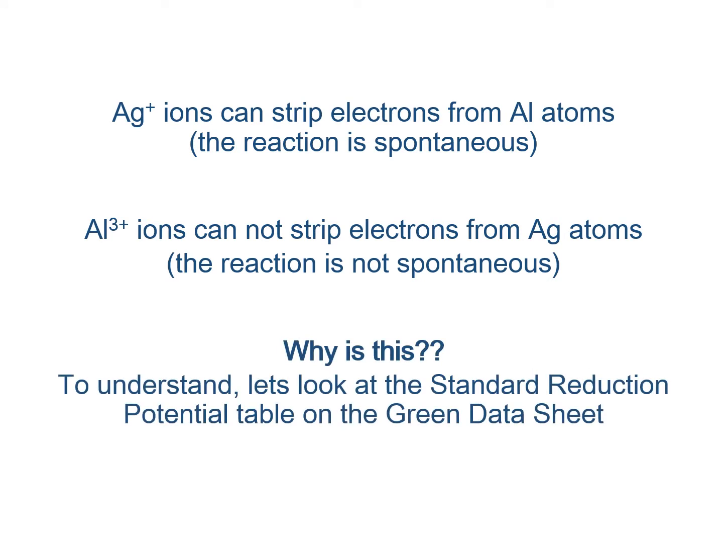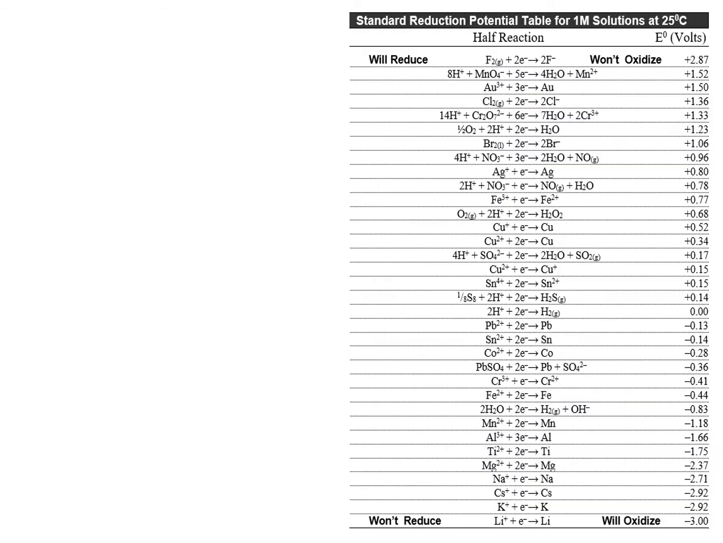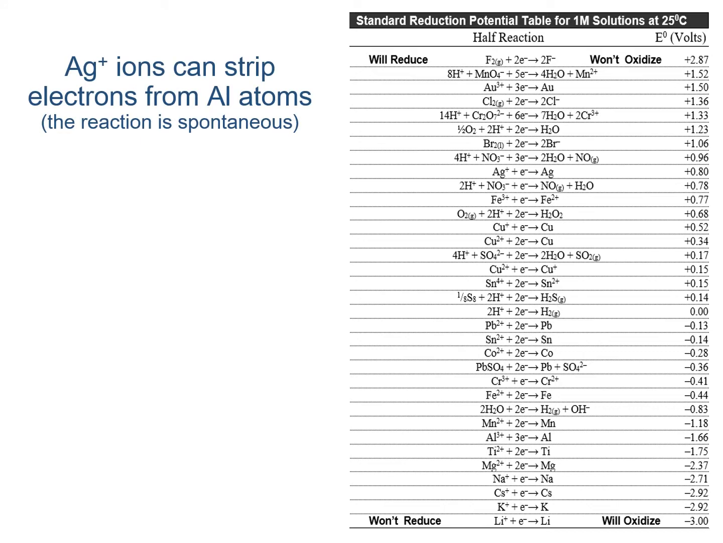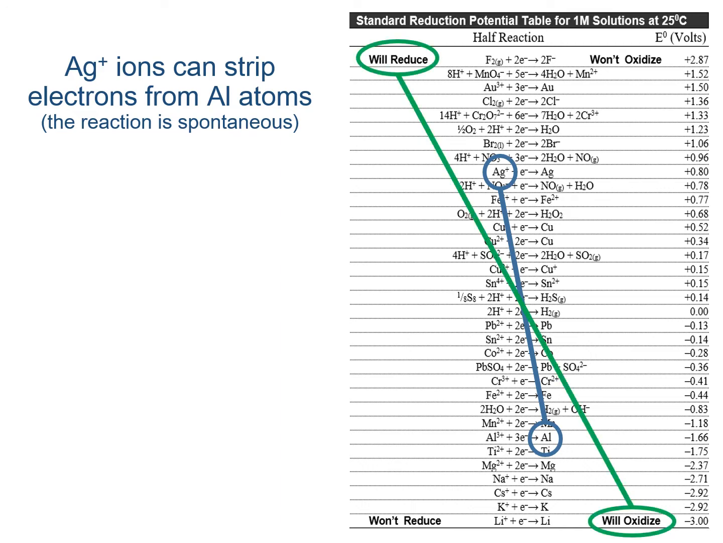So why is this? To understand, let's look at our standard reduction potential table that is on our green data sheet. So we said silver ions can strip electrons from aluminum atoms. If I look on my standard reduction potential table, this is just like the one you have, but so that we could see these lines, I've shortened the table by taking out some of the reactions that we won't be concerned with in the examples here. So I look for Ag+, there it is, and I look for Al, there it is, and they line up this way, which means they're lining up in a position of will. Ag+ will reduce when Al is oxidized. So this reaction would take place.